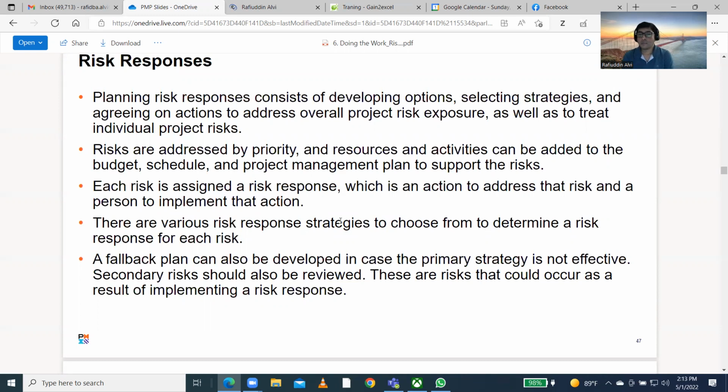Then you have a fallback plan. Fallback plan means if you have developed the risk response plan and it is not effective, what action you will take, like a backup plan. That is the fallback plan. There are some risks which are called secondary risks. Meaning if you have done some risk response, with that also some risk occurs. That is called a secondary risk. These are the risks that could occur as a result of implementing a risk response.